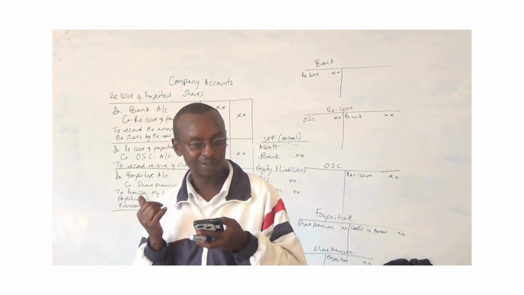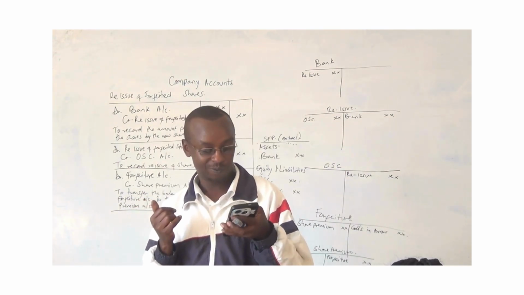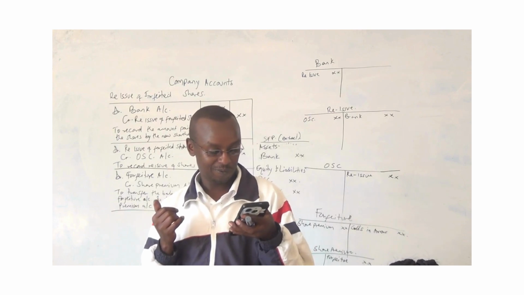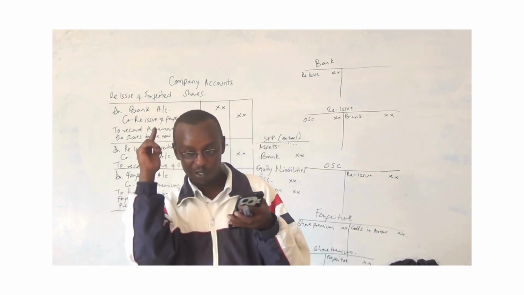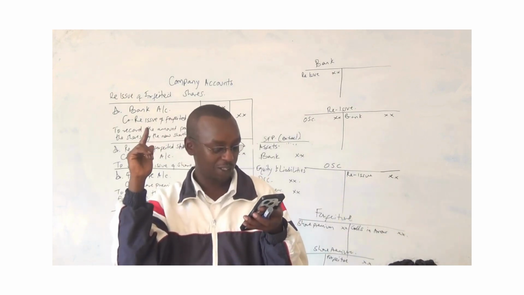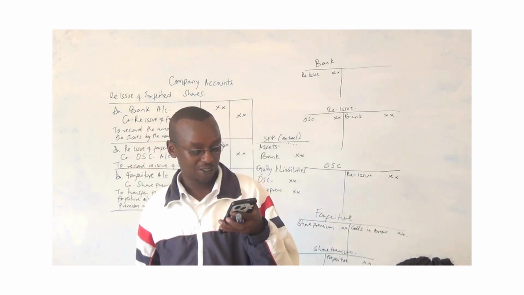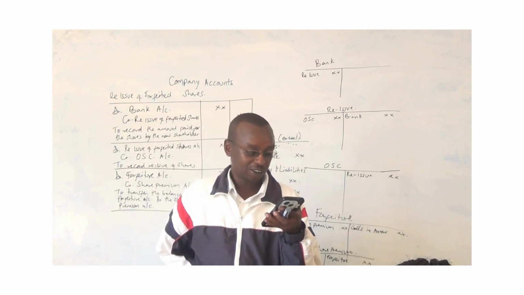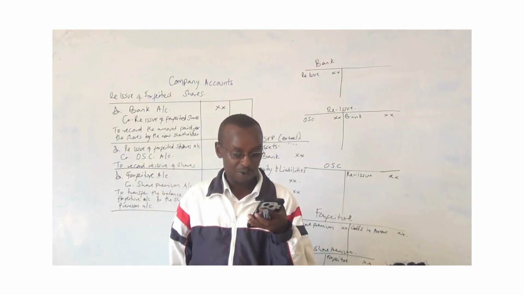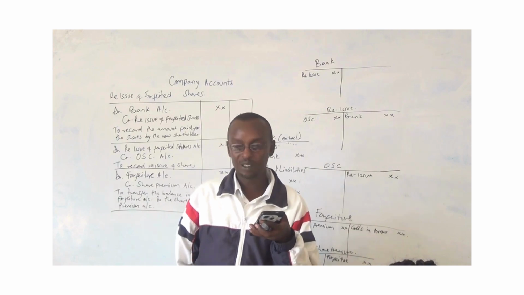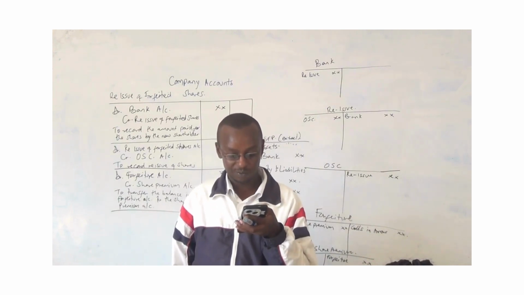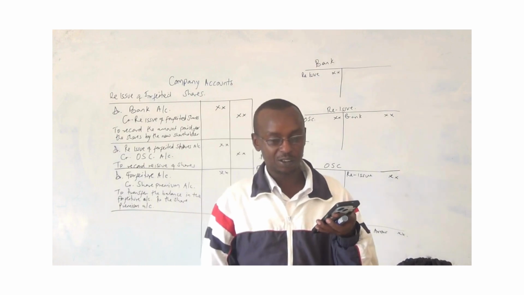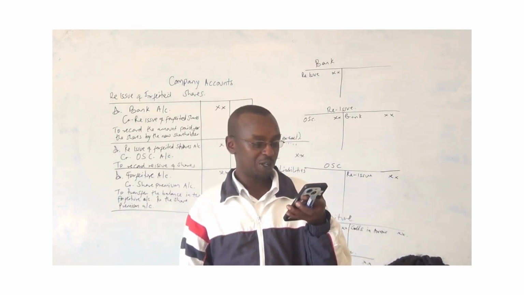Illustration. So we are continuing the illustration that we had. Assume that the shares forfeited were issued at shillings 50. Show the required entries.